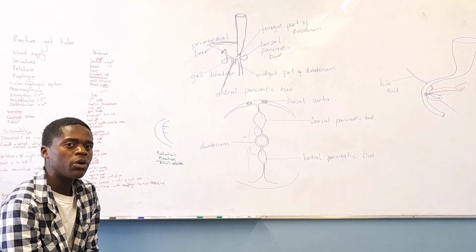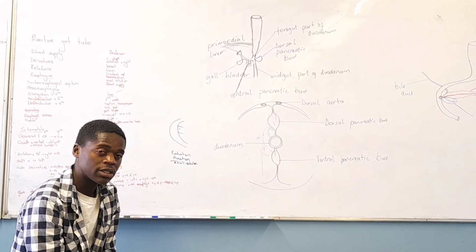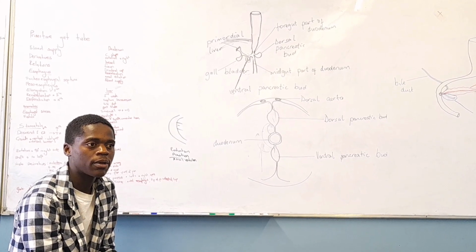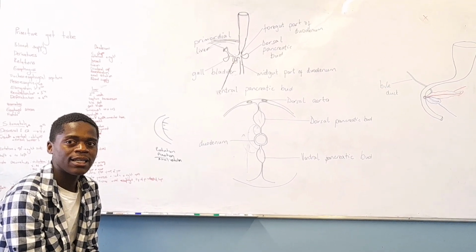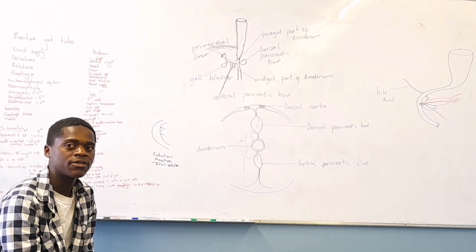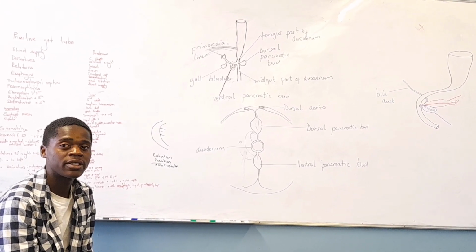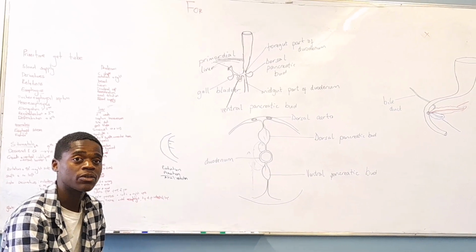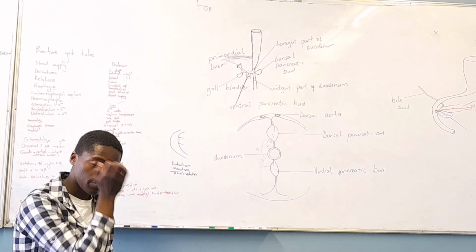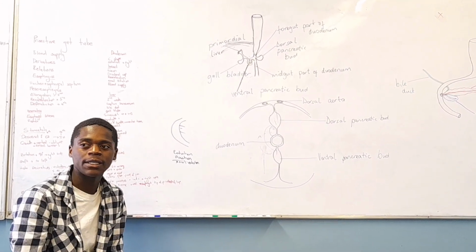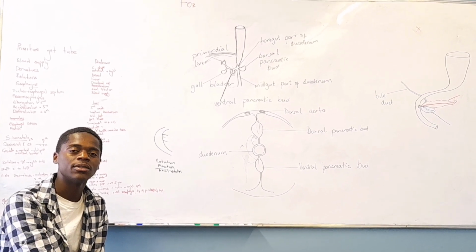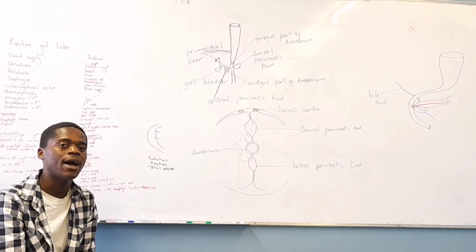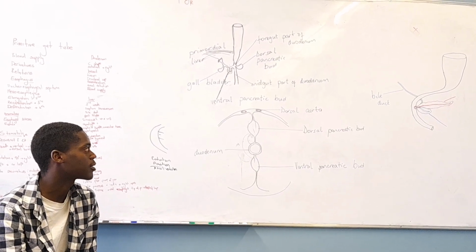We are also going to have this situation around the 4th month of development, whereby we are going to be forming the islets of Langerhans, okay? The islets of Langerhans are the beta and alpha cells that are endocrine in function. So they are going to form from the pancreatic parenchyma. From the pancreatic parenchyma, we form our islets of Langerhans. Okay.